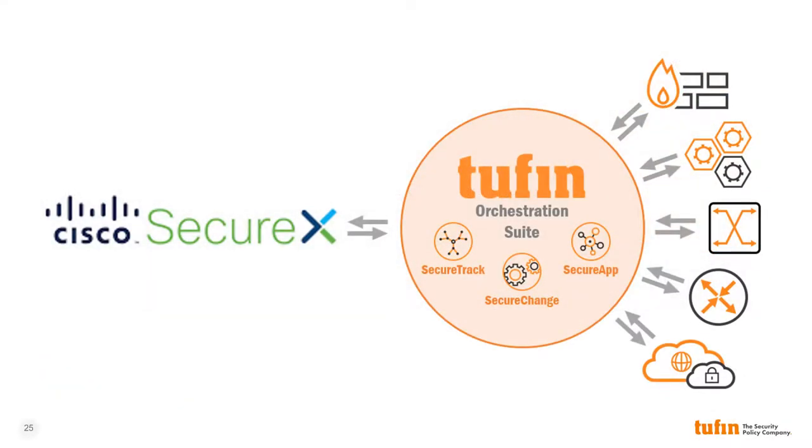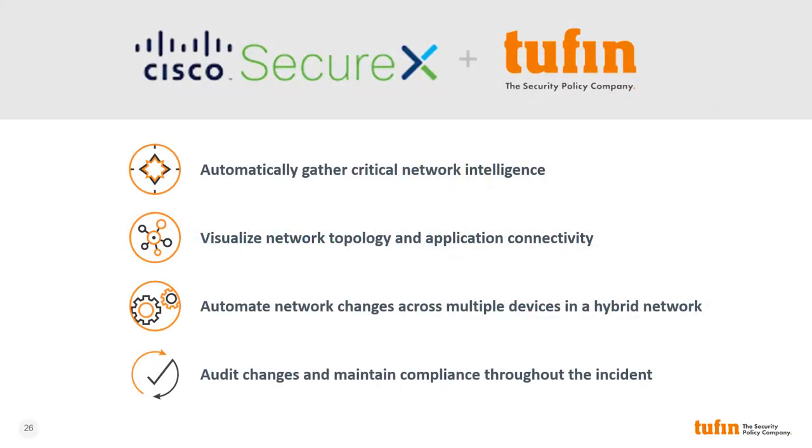Moving from our integrations with Cisco network devices, let's look briefly at our integration with Cisco Securex. Tufin's Securex integration enables enterprises to utilize Tufin's visibility and automation within the Securex orchestration ecosystem. With Tufin's Securex integration, enterprises can automatically gather critical network intelligence from Tufin as part of their incident enrichment process, including visualizing network connectivity and application connectivity. Changes can be automatically designed and provisioned to immediately contain a potential threat at the network level. All this can be accomplished while maintaining auditability and compliance, remaining within your normal change control processes.